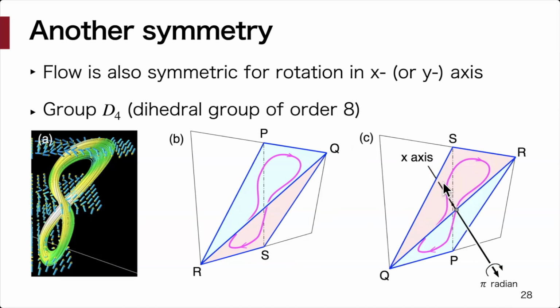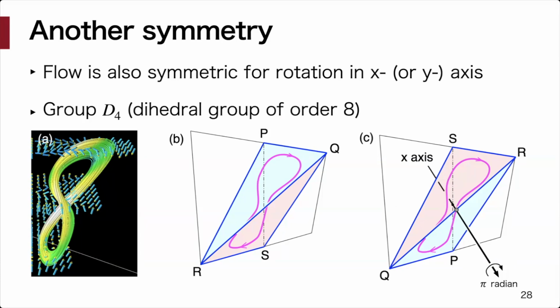If we rotate, here we have an x-axis in this direction, going through the midpoint of this edge in horizontal direction. If we rotate this convection cell by 180 degrees, we get exactly the same configuration. PQSR becomes SRPQ. And the configuration is the same, and the flow inside of this cell is exactly the same. So the velocity is symmetric about the rotational transformation about the x-axis. There's one more symmetry about the rotation about the y-axis too.